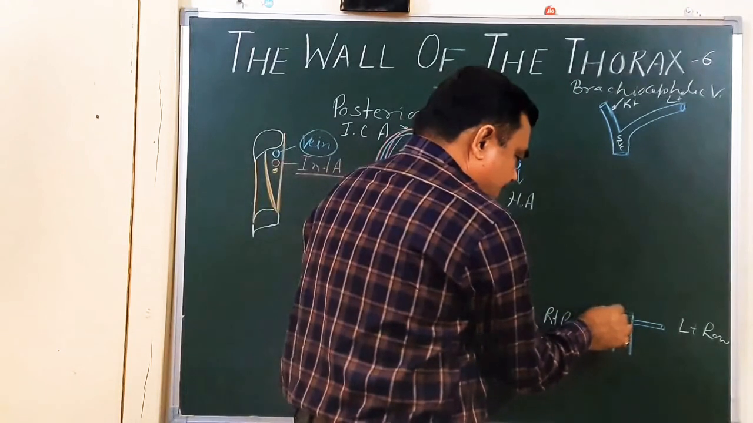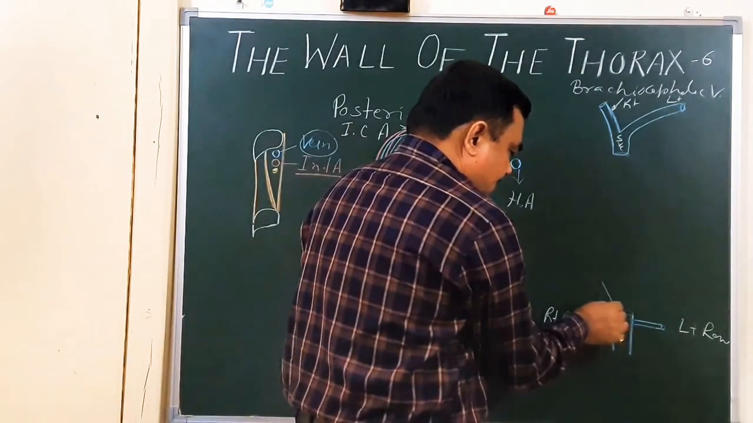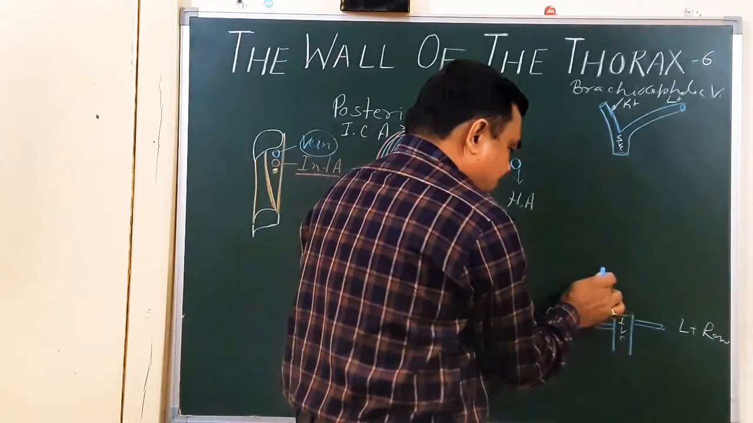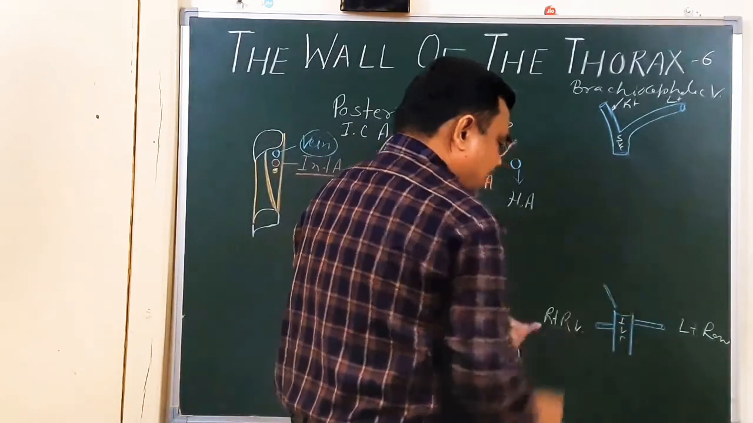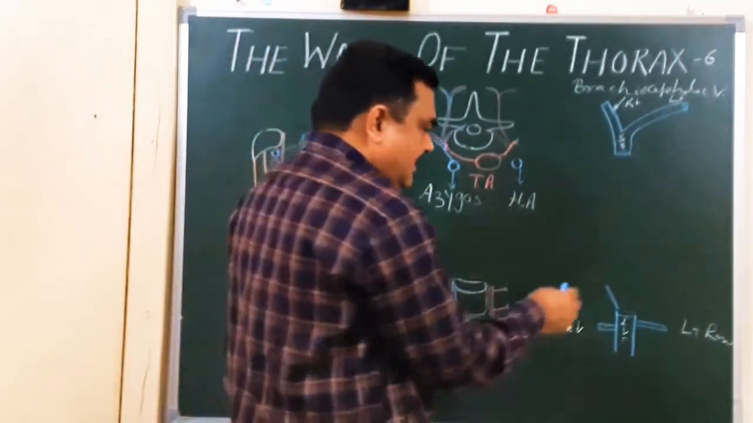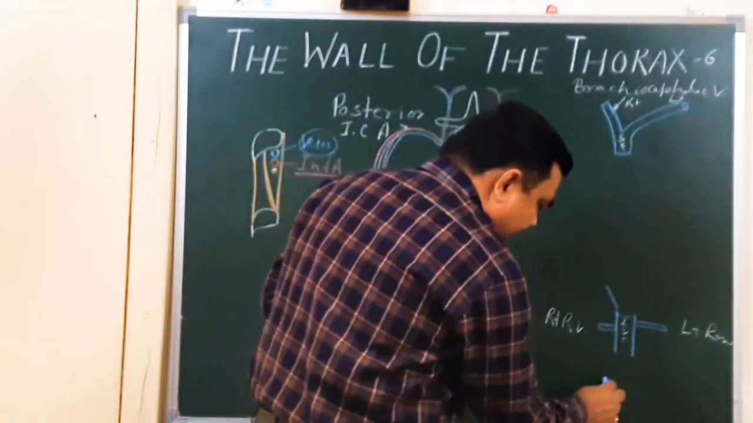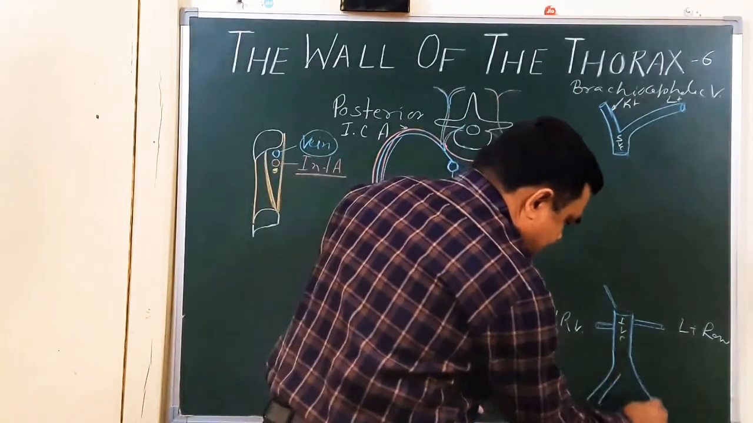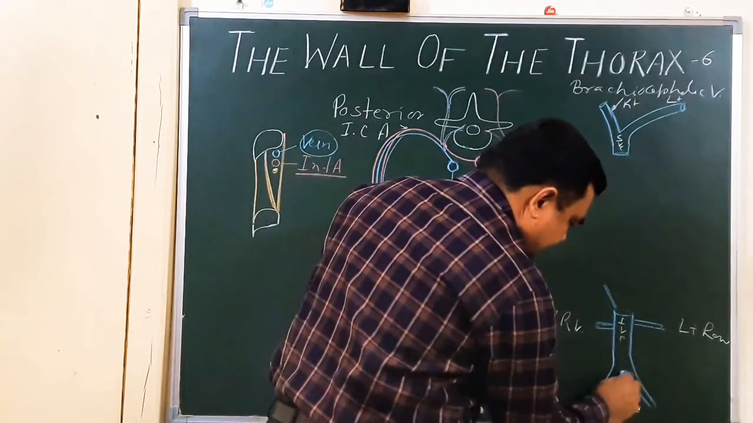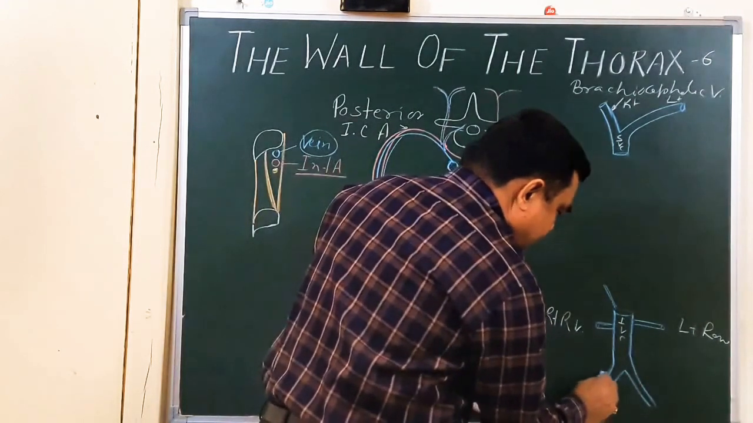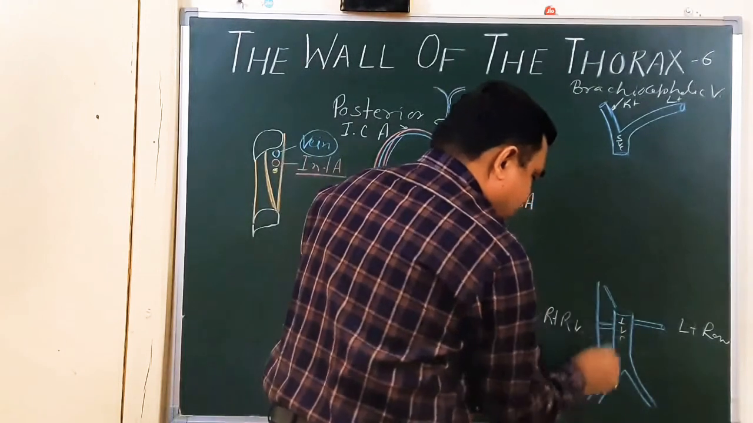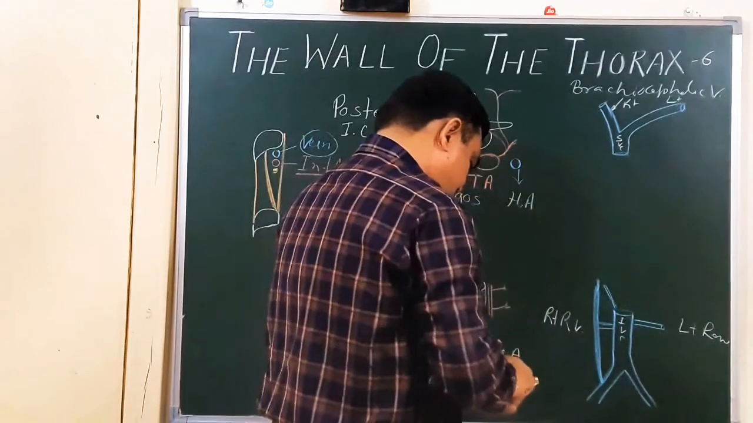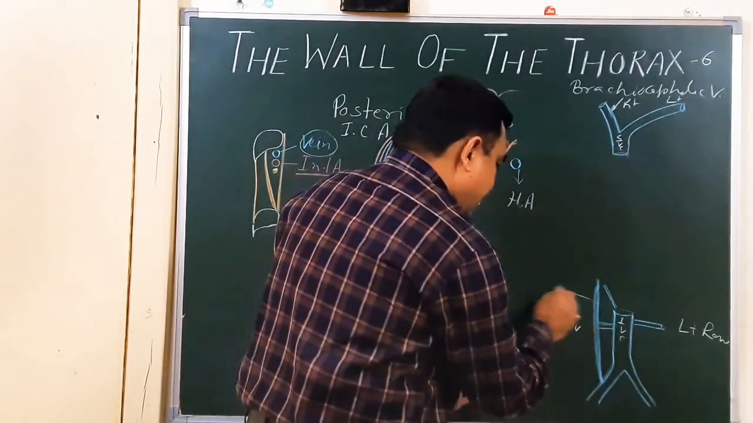One vein opens here into the inferior vena cava. This vein is the lumbar azygos. This is the lumbar azygos, and this is the right and left common iliac vein, and here is the ascending lumbar vein. So this vein is the ascending lumbar vein.